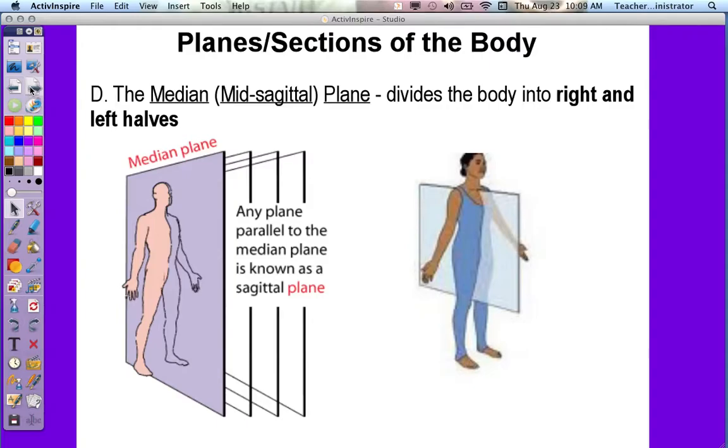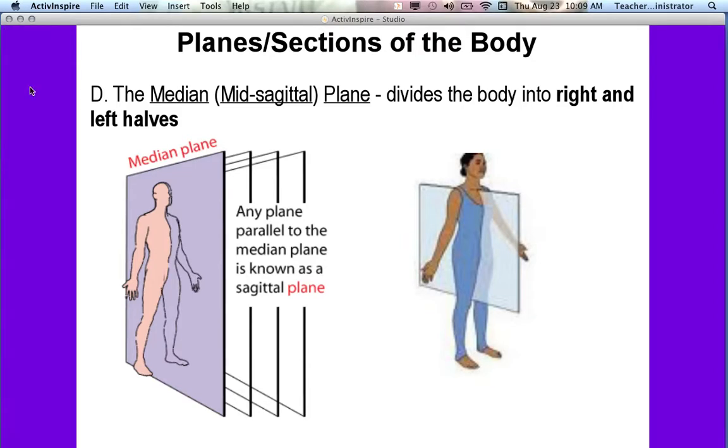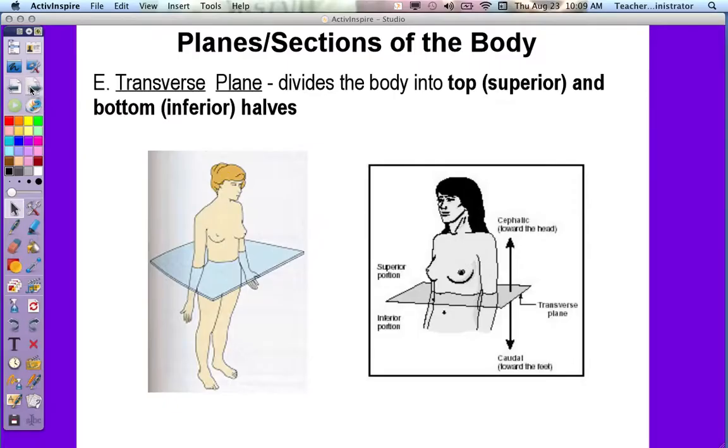The median or mid-sagittal plane divides the body into right and left sides, or right and left halves. So it's called the median because it's right along the middle. You know, the median of your highway is right in the middle of the east and west or south and northbound lanes. So the median plane goes right through the center of your body, creating a right and a left half. The transverse plane divides the body into superior and inferior halves, so a top and a bottom half.